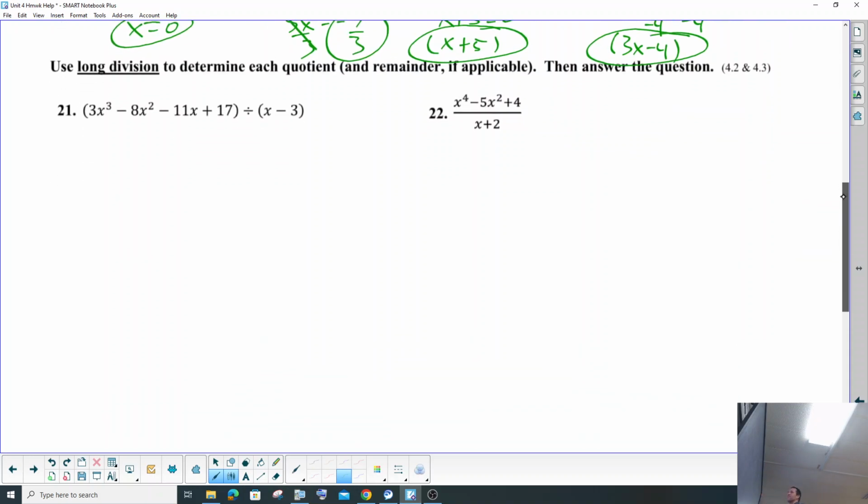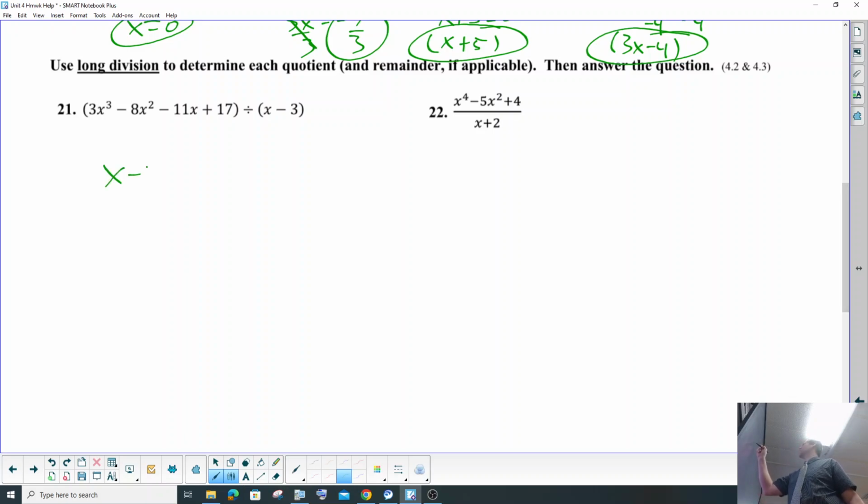Try each one on your own. So do you remember how to do long division? Look for the placeholder. No placeholders on that one. Good. Here we go.